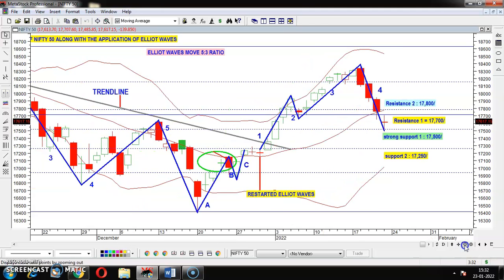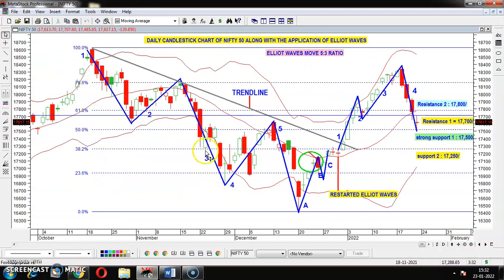You see, already here I have plotted the Elliott waves. This is the Elliott waves. How I have plotted them: you have to go to the trend line tool, click over here, then drag the line this way. This is the way you have to draw this sort of line, right? So I have plotted the Elliott waves over here.